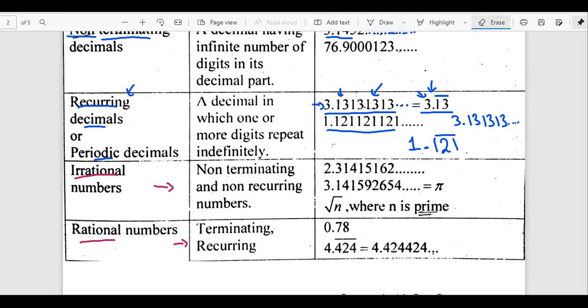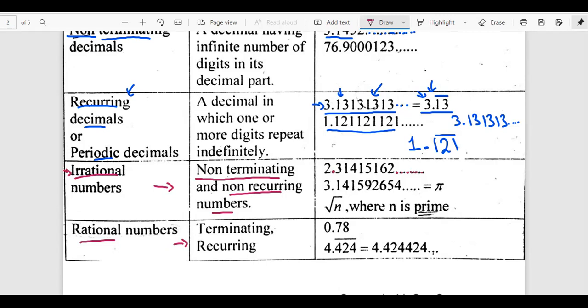Obviously, it is rational because it is a fraction, but they are not going to ask you things this way. You need to know that whenever you have non-terminating and non-recurring numbers, non-terminating means after this decimal, we are going on continuously and there's no stop. It is not going to terminate. So this means that this is an irrational number, okay?